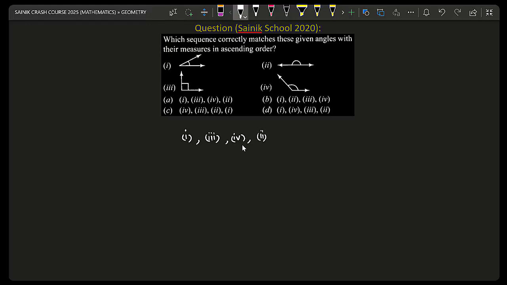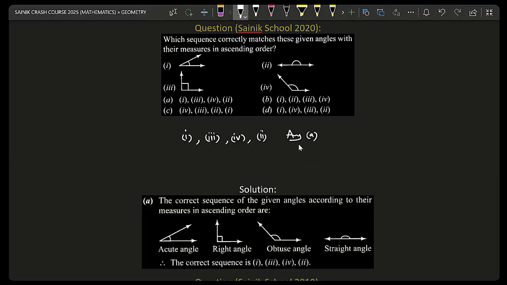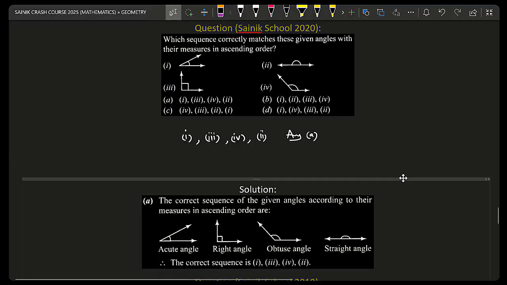What is the measure of a straight angle? 180 degrees. So which option is correct, Bhuvana? Option A. Very good, Bhuvana. You can mute yourself. So the answer is option A. This is the ascending order: acute angle, right angle, obtuse angle, and straight angle.